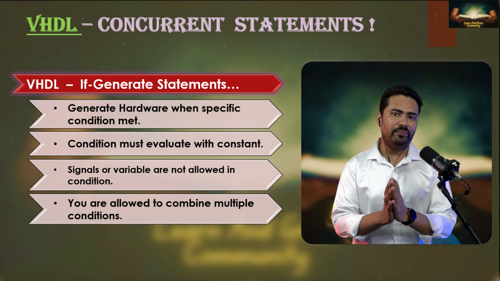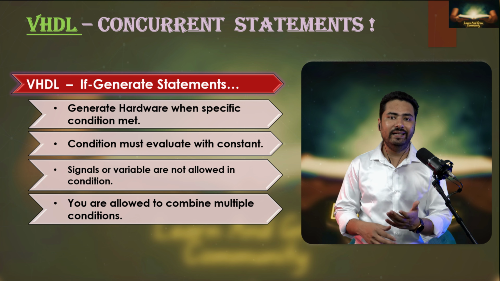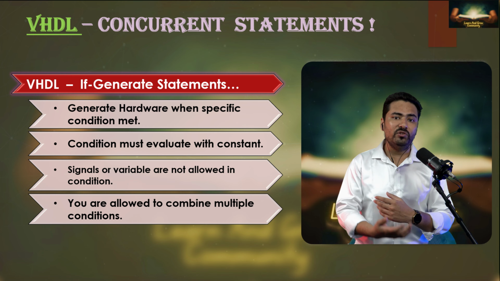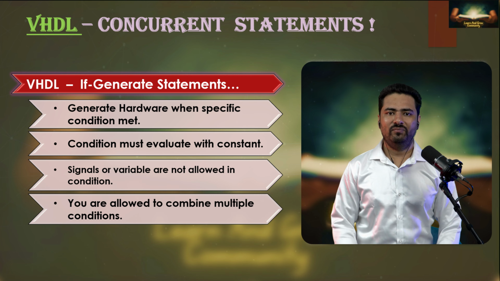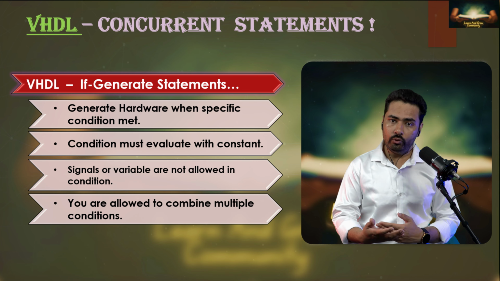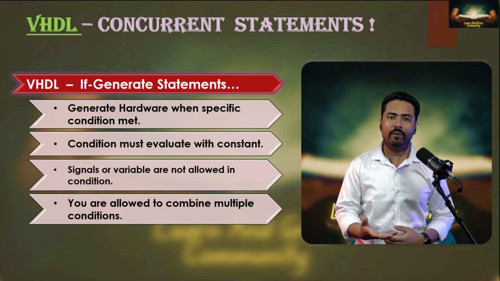The if generate statement allows you to turn hardware instances on or off easily. And this depends on constant conditions, which are evaluated during compilation. This means you can include or exclude certain hardware blocks based on your design parameters or configuration settings.